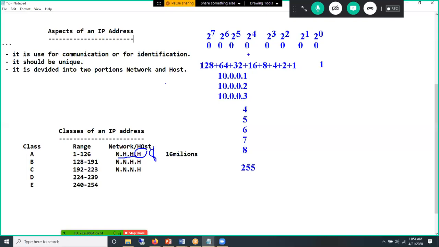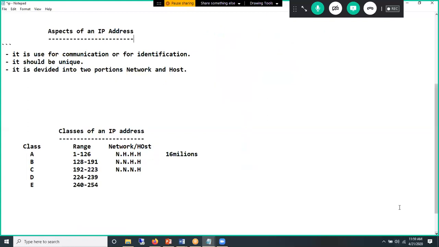Now when you add all these numbers, the maximum you will get is 255. So when you calculate the complete 8 bits, the maximum you'll get is 255. That's why you cannot give any number you like. You cannot give 300 or 400. Even if you want to, you cannot assign it. Now I can show you an example.